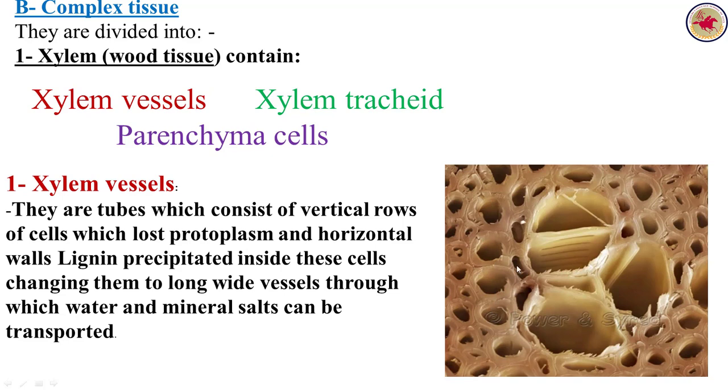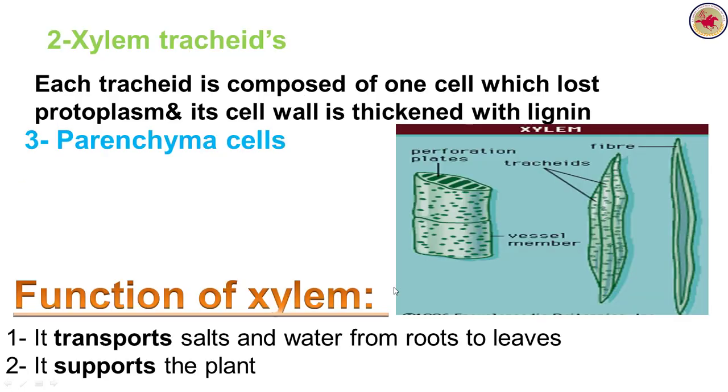Also lignin precipitates on the external walls of these tubes and leaves the inner hollow cavity open. This hollow cavity is used in transportation of water and minerals. Number 2, the other type, tracheids. These tracheids are different in outer shape but the same in structure.